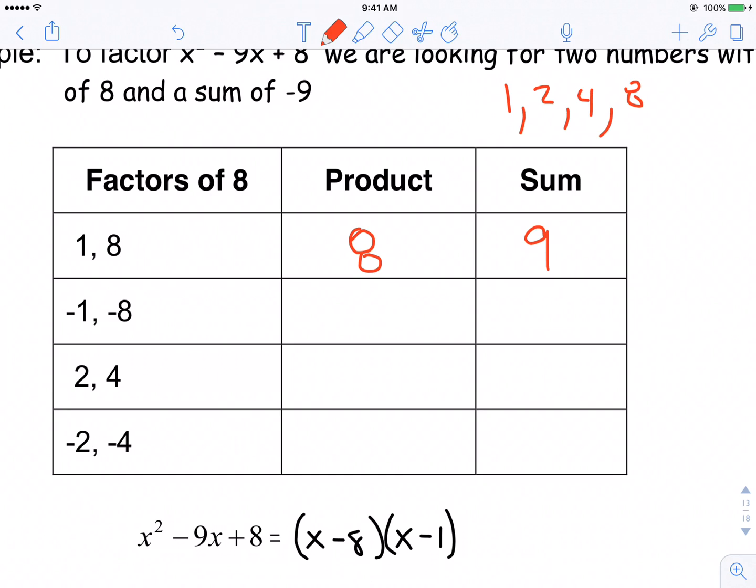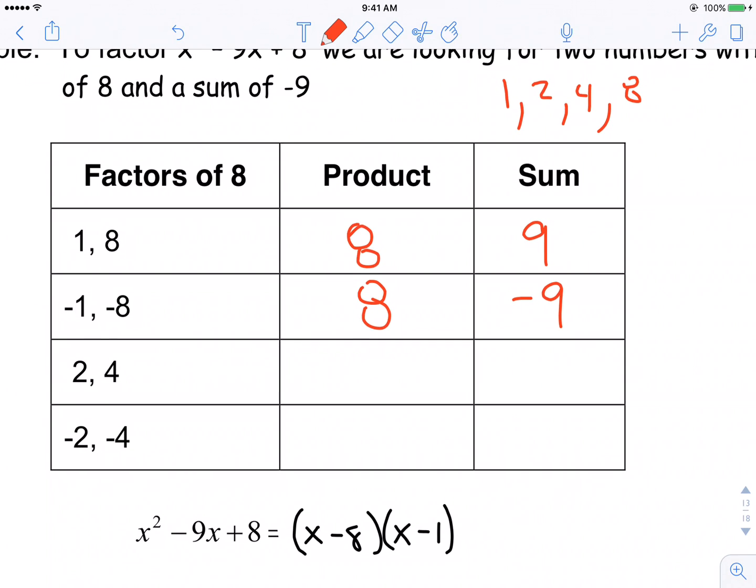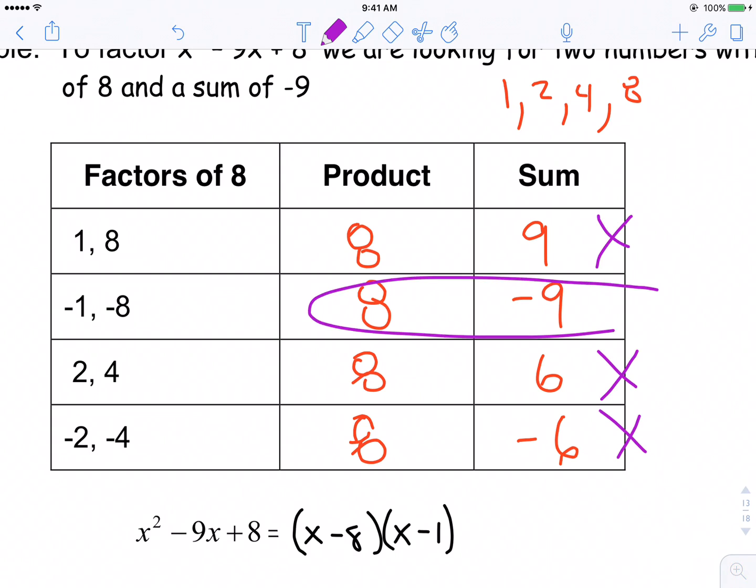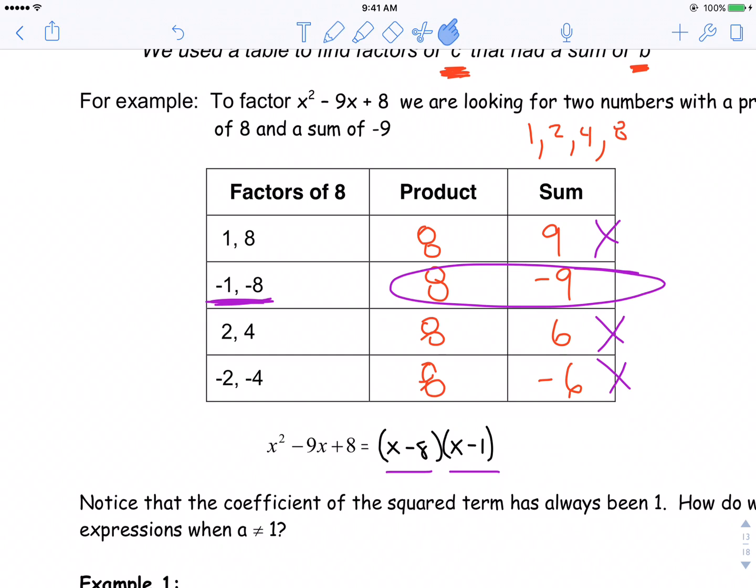So we try negative 1, negative 8. That gives us our proper product of positive 8, except our sum is negative 9, which is actually what we're looking for. But we'll just quickly do the other ones. 2 and 4, positive 2, positive 4, product is 8, but our sum is 6. And then negative 2, negative 4, our product is 8, and our sum is negative 6. So we know that it's not going to be these three. We know that it is going to be this combination. It gives us these values. So a combination of negative 1 and negative 8. And we simply write our binomial bracket with x at the front, and then minus 1 and minus 8. And that's how we would factor that.